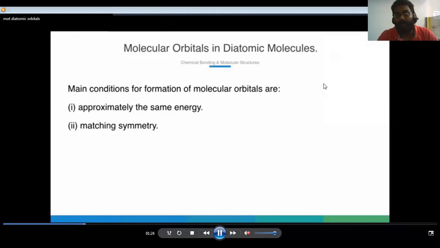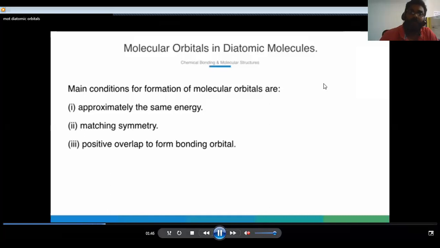Anti-bonding molecular orbitals are less stable, with more energy. These are the comparison between bonding and anti-bonding orbitals. The main conditions for the formation of molecular orbitals are approximately the same energy, matching symmetry, and positive overlap to form bonding orbitals.